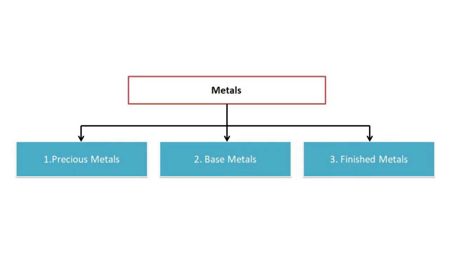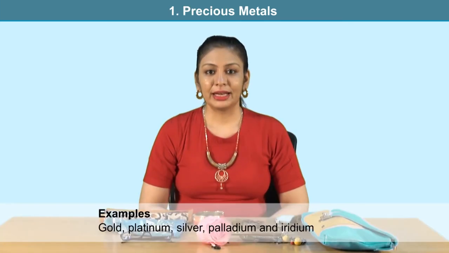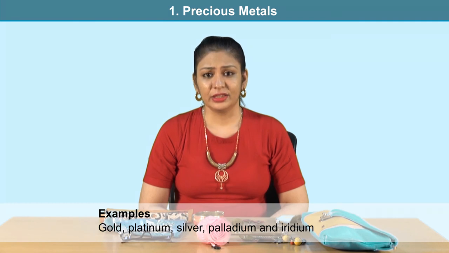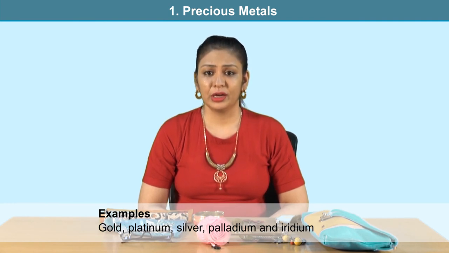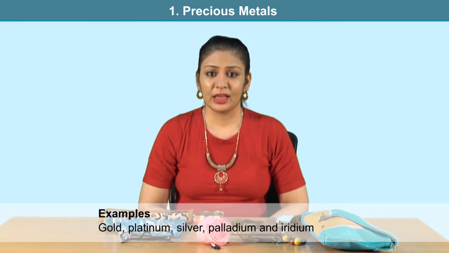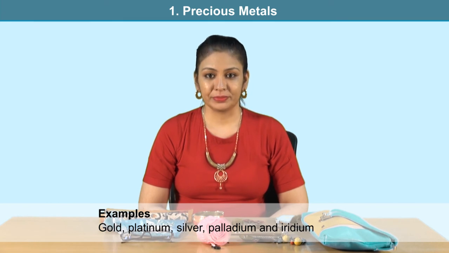Metal used for jewelry can be majorly classified into three categories: precious metal, base metal and finished metal. These are the same classifications that are also used in the accessory industry. Metals that are rare and have a high monetary value are called precious metals. They include well-known metals like gold, silver and platinum, and rare metals like palladium and iridium, which have special technical and electronic applications as well.